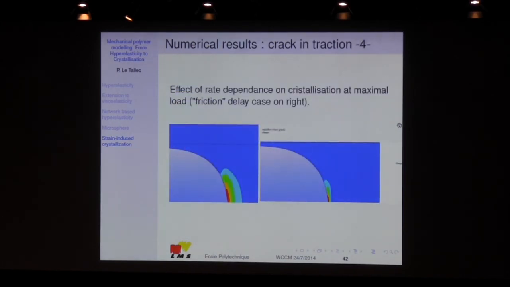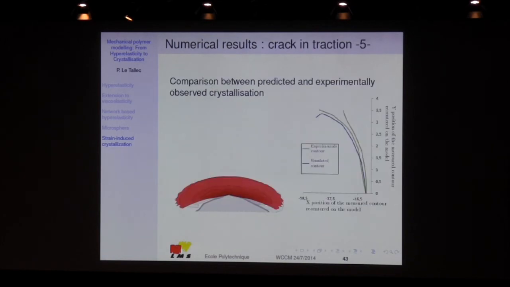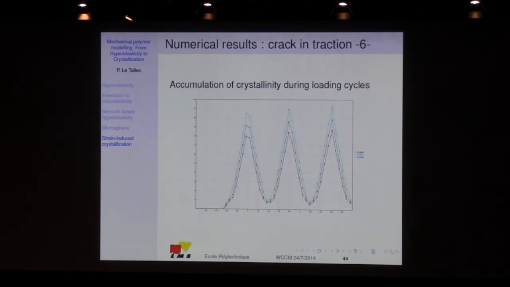the effect of the rate dependence on the amount of crystallization, depending on the time scale on which you work. This is an equilibrium calculation. This is a purely plastic calculation. You can compare the amount of crystallized zone with experiments, which fits rather well. You can predict the evolution of crystallinity in fatigue loading with a slow increase of the crystallization as life goes on.